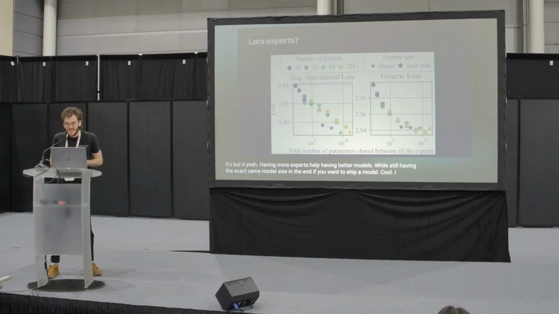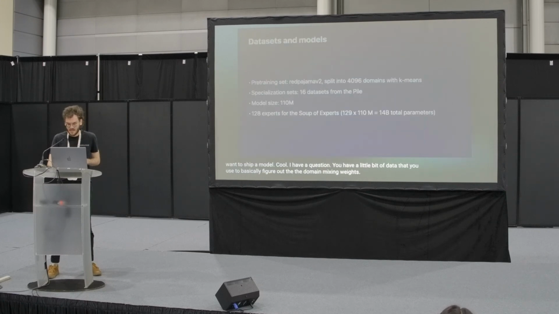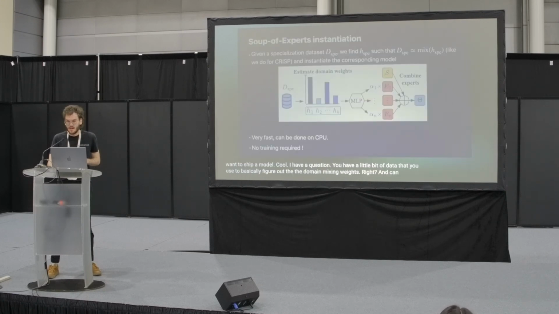So you have a little bit of data that you use to figure out the domain mixing weights, right? Yes. And do you have experiments where you try to adapt the combined model also on that little data? And one thing you could also use that little data for is in-context learning with the larger model. Is that another baseline to compare against?